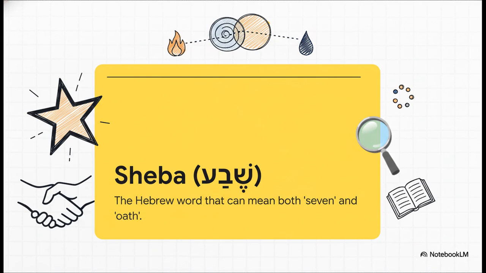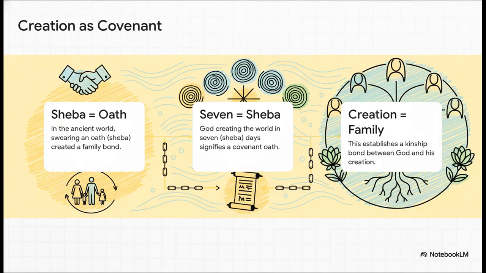The first one starts with a hidden clue, a kind of linguistic Easter egg embedded in the number 7, which is so central to that first creation story. Okay, check this out. The Hebrew word for 7 is Shabbat, and it shares the exact same root as the Hebrew word for oath. In the ancient world, swearing an oath wasn't just making a promise, it was how you made a covenant, how you created a family bond.